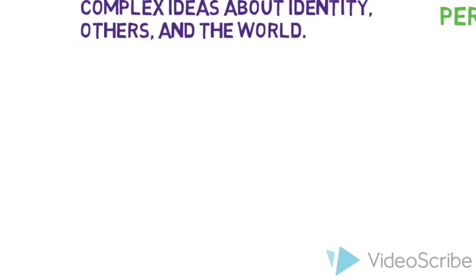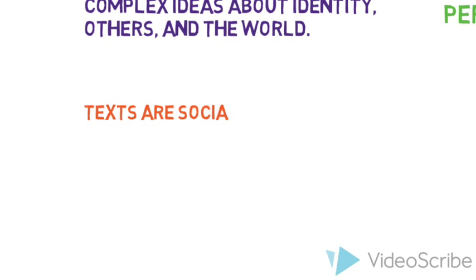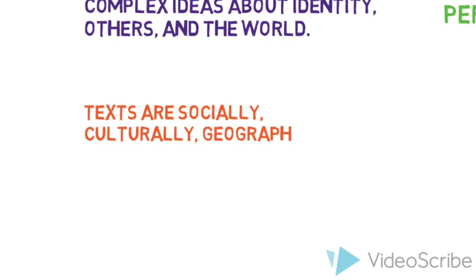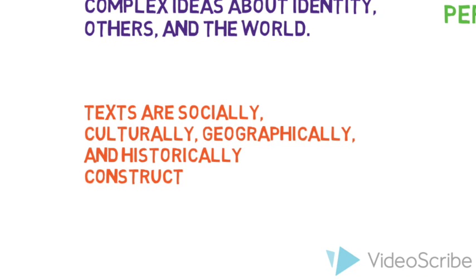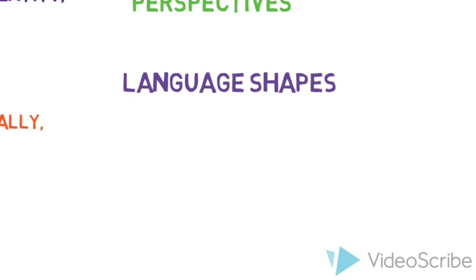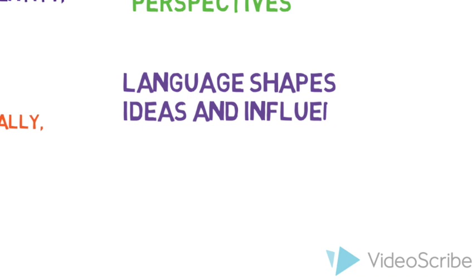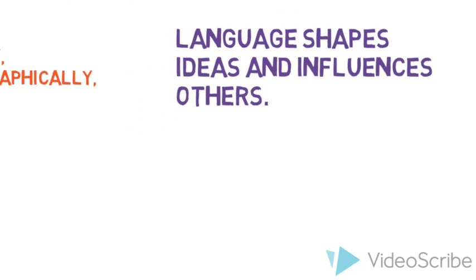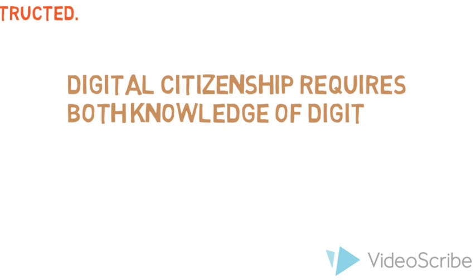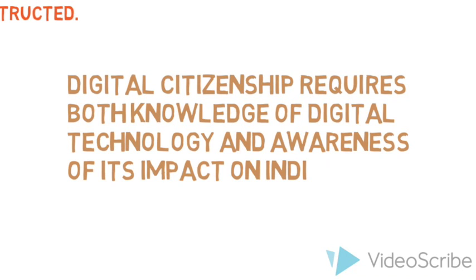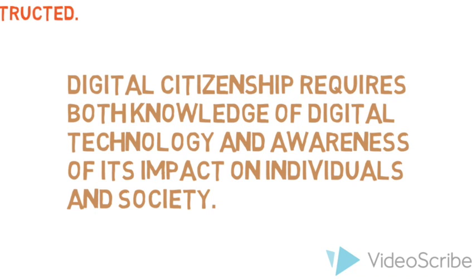The third big idea examines that texts are socially, culturally, geographically, and historically constructed. The fourth big idea takes into consideration that languages shape ideas and influence others. And finally, the last big idea we want to have a look at here is that digital citizenship requires both knowledge of digital technology and awareness of its impact on individuals and societies. Really, for me, this is the biggest takeaway from these big ideas and really helps us to have our students become content producers.